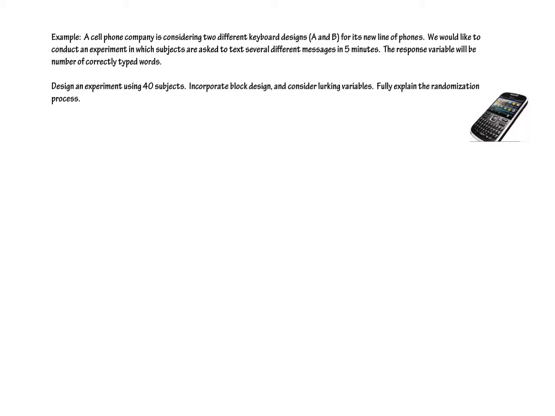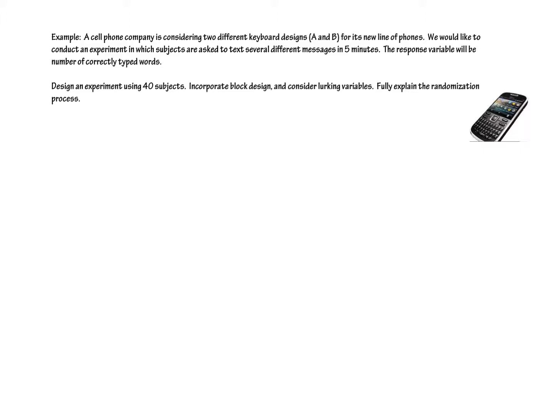And they want us to conduct an experiment. They are calling you, the person with experience in AP statistics, to design a well-designed experiment in which subjects are asked to text several different messages in 5 minutes. So that's how you're going to determine which keyboard is better. The response variable is the number of correctly typed words. And it says you have 40 people that are willing to do this design, incorporate block design, and consider lurking variables.